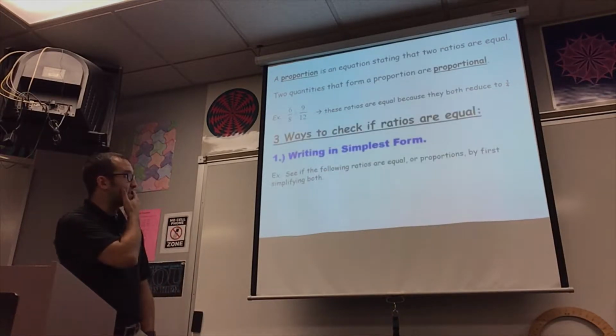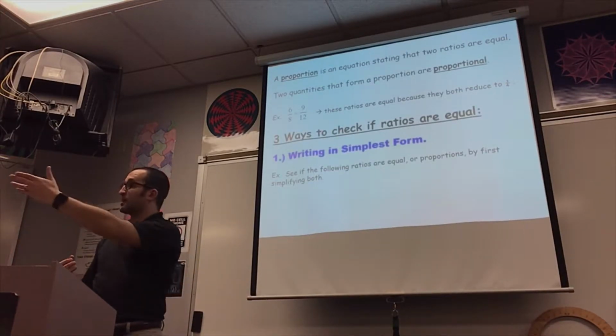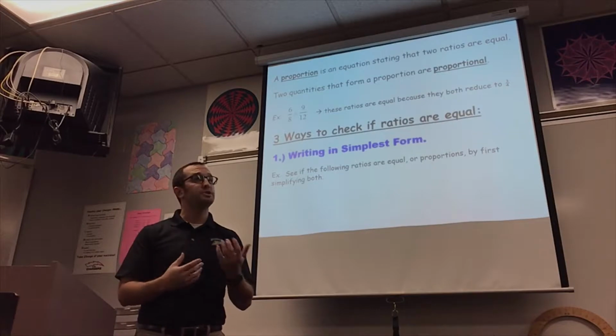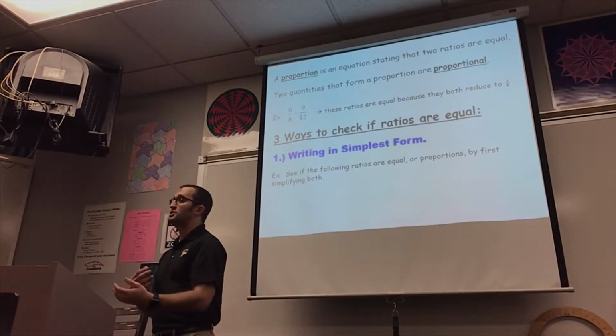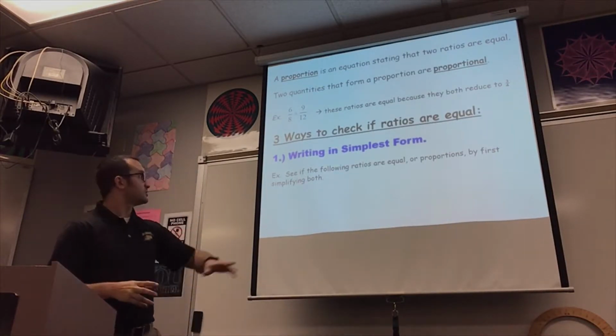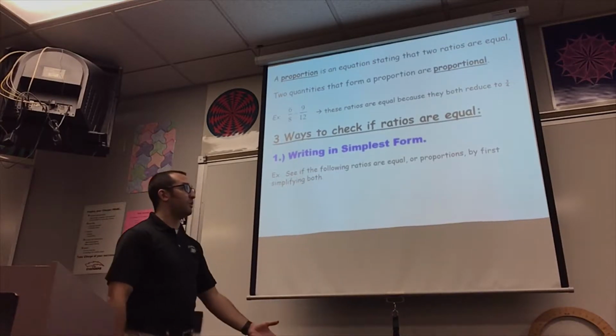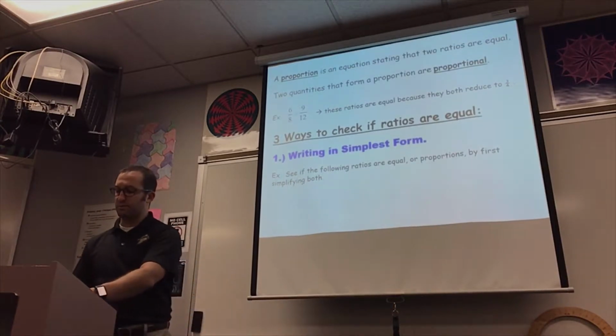So there's 3 ways to check to see if ratios are equal. First, just like on the example, you can check to see if those ratios are in simplest form. So we first want to see if the following ratios are equal or proportional. That's supposed to say proportional.